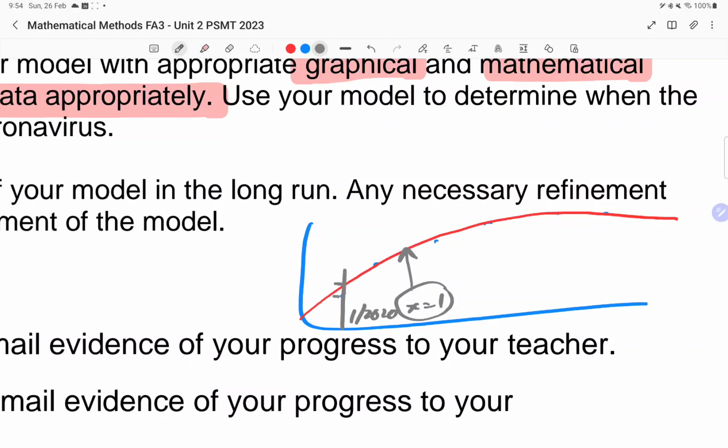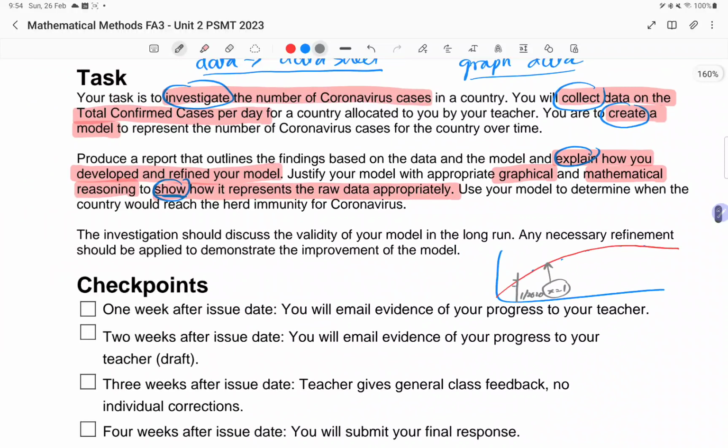What do you mean? So where the line is. So then you figure the uncertainty, or what? Sort of, yes, that's the idea. So you find out the model will give you a certain number of cases, and you compare that to the actual number of cases on that date. That's the idea. So that's what you are supposed to do to show how it represents the raw data appropriately. Is this point here? Okay, that's what you're supposed to do for that.